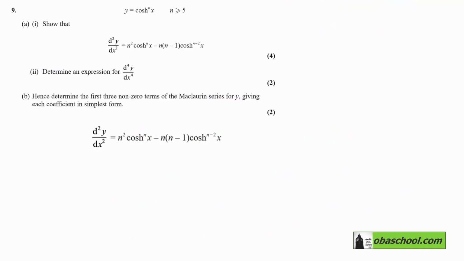Now the second part of A asks us to determine an expression for the fourth differential. Now we can certainly start with the expression for the second differential that we just found and differentiate it twice again. That's going to be slightly harder than what we did before because there's just going to be that extra term to deal with, but it's the same process. However, there is a better way. What we can do is use this that we've just found as a formula for doing two more differentials.